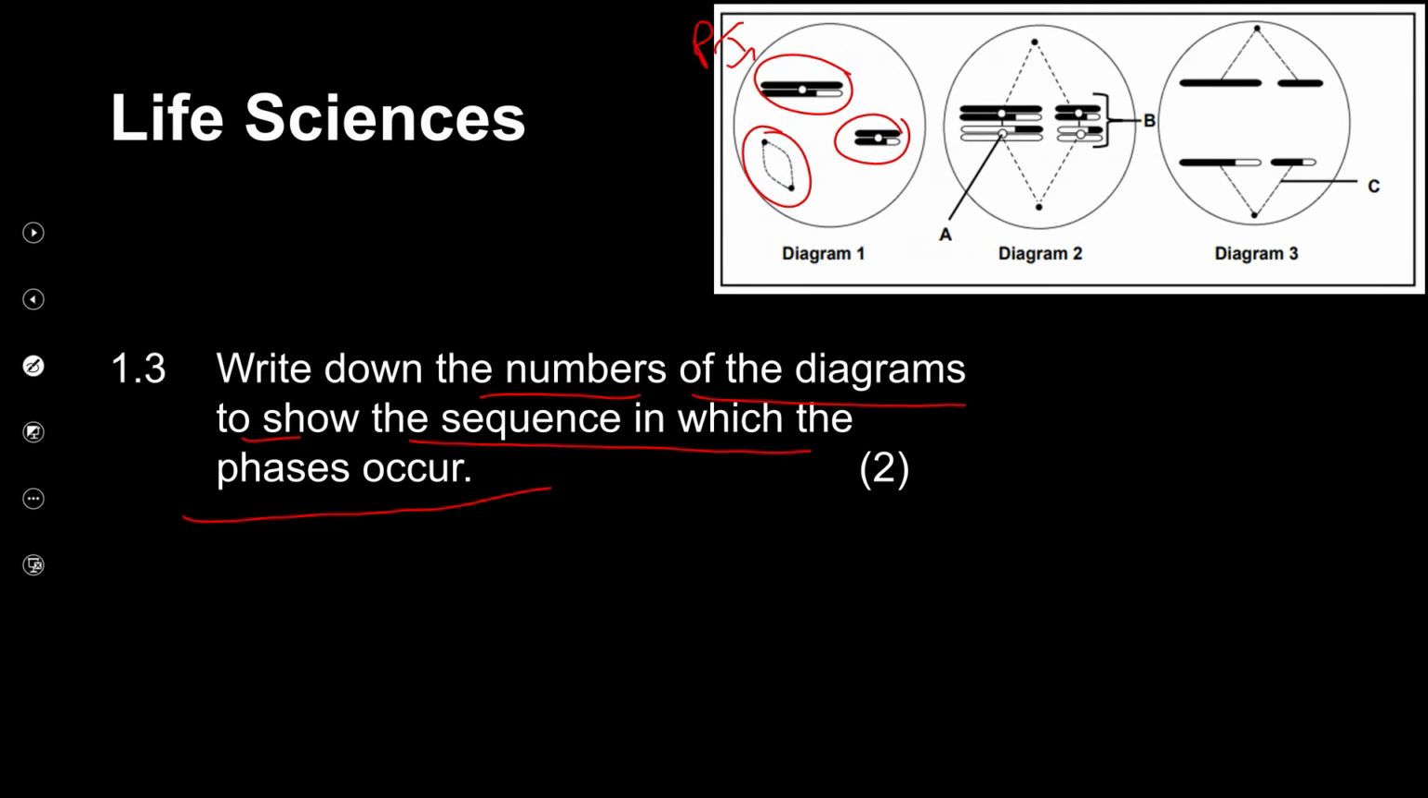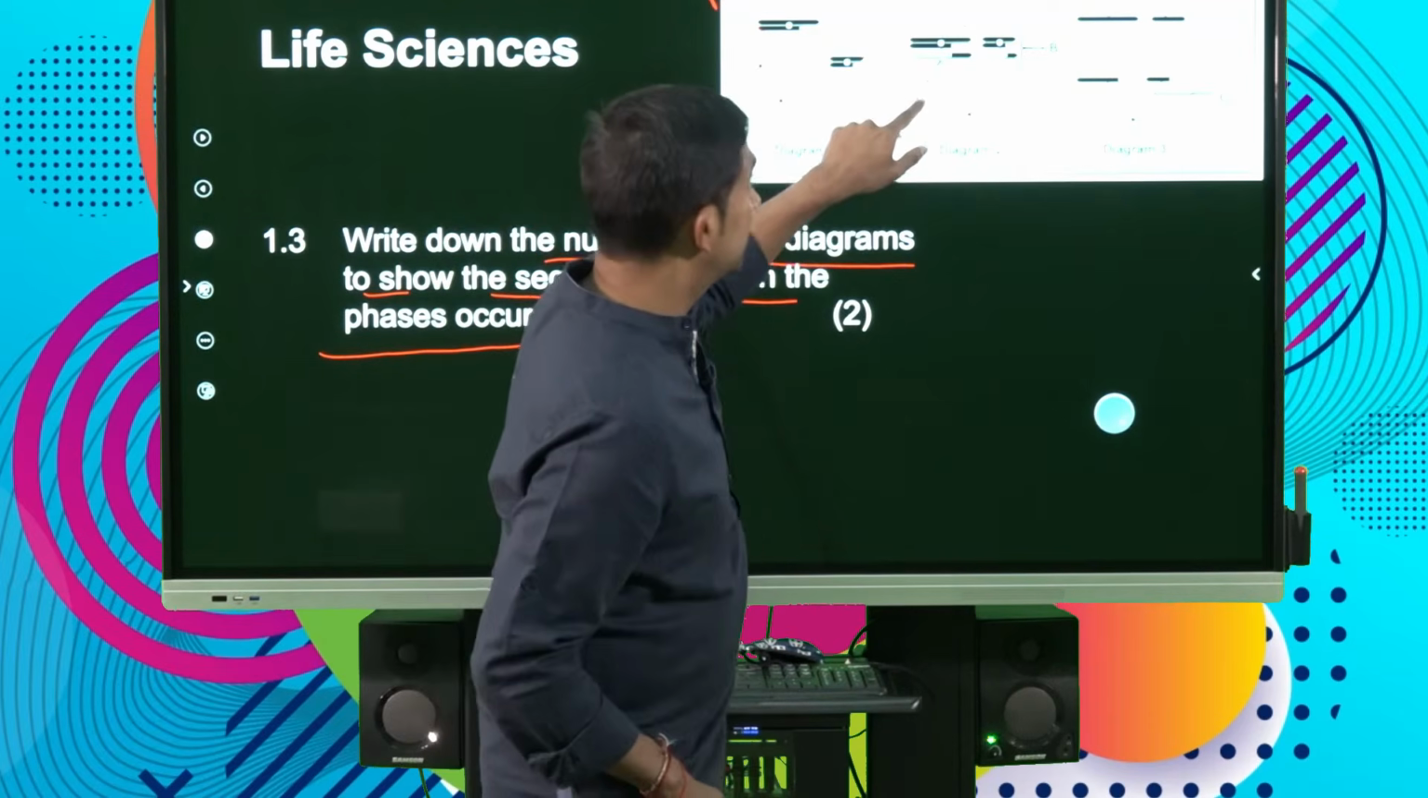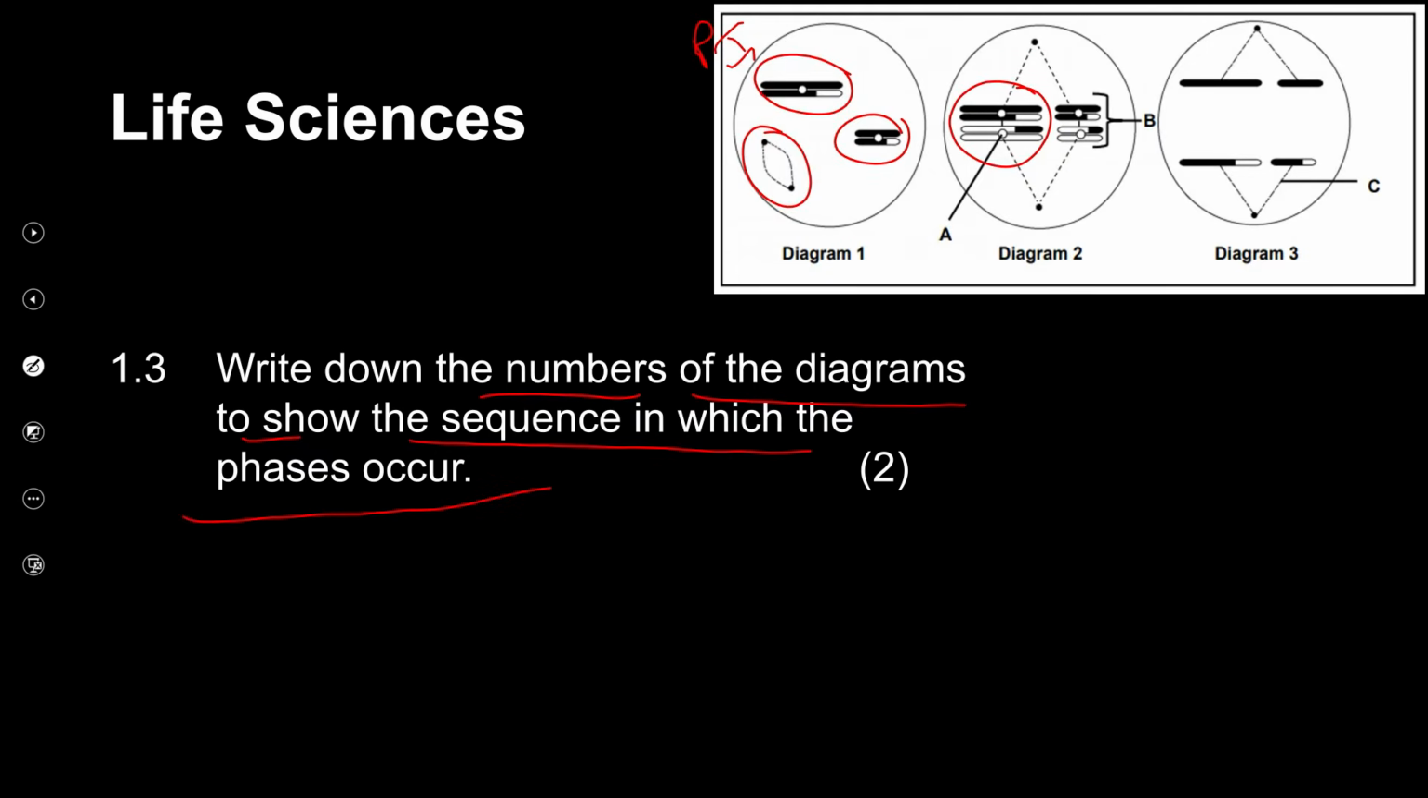Diagram 2 shows you the meeting of the chromosomes at the equator, and so this would be metaphase 1. And how I know that it's metaphase 1 is, firstly, metaphase is at the equator, and 1 because we see that there are pairs of chromosomes meeting at the equator. And this is going to be anaphase 2, and here we can clearly see that chromatids are being pulled apart.